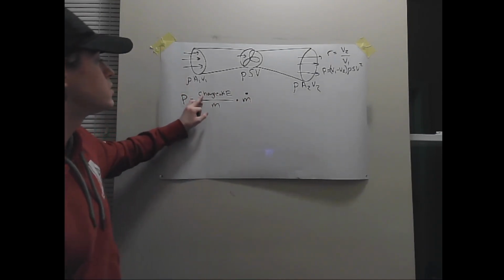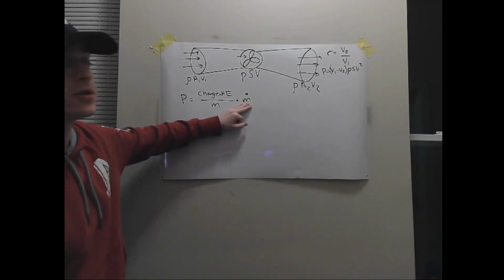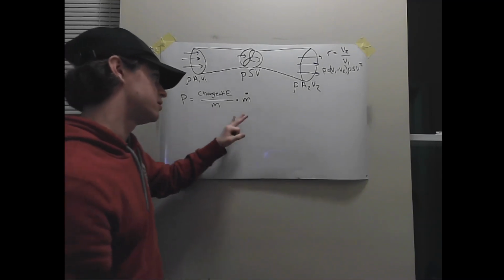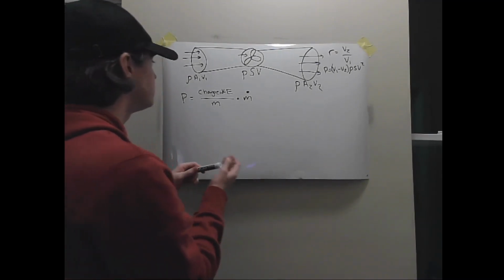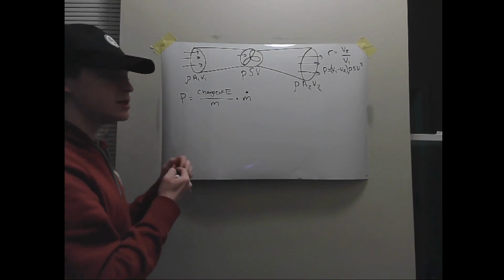So we'll have joules for kinetic energy divided by kilograms multiplied by kilograms per second, and so the units of power is joules per second, so these units check out. So from here, we just have to again substitute our values from the problem into this.